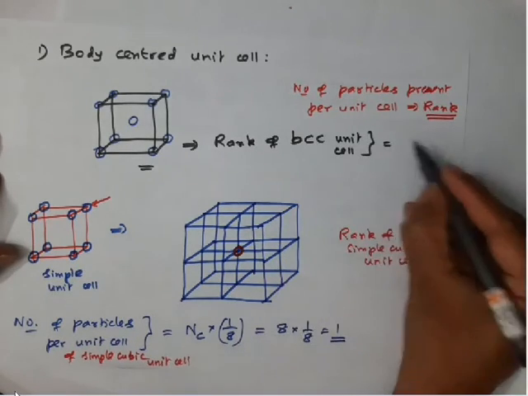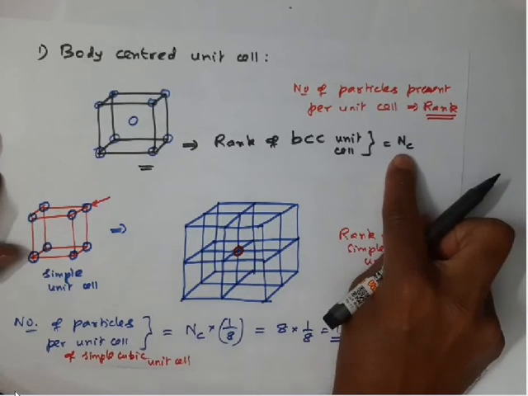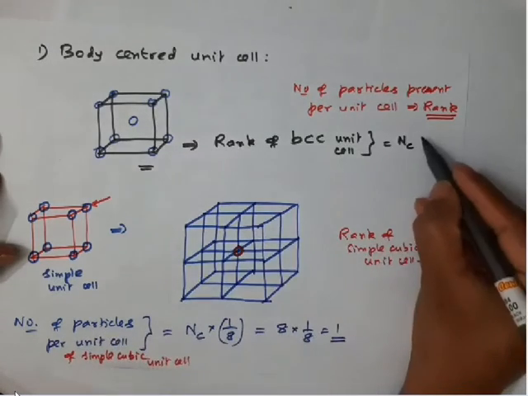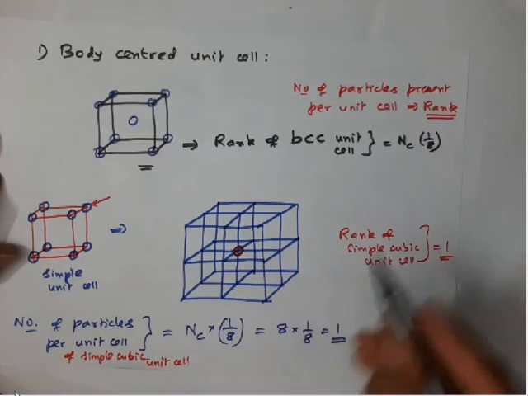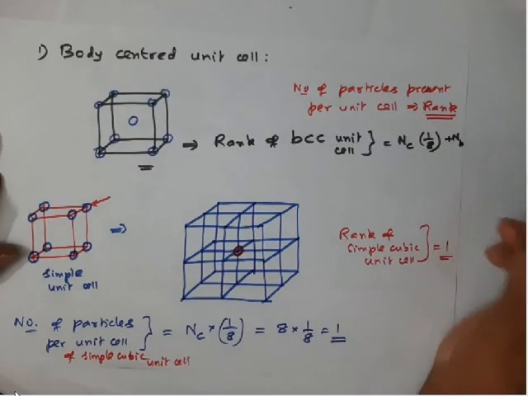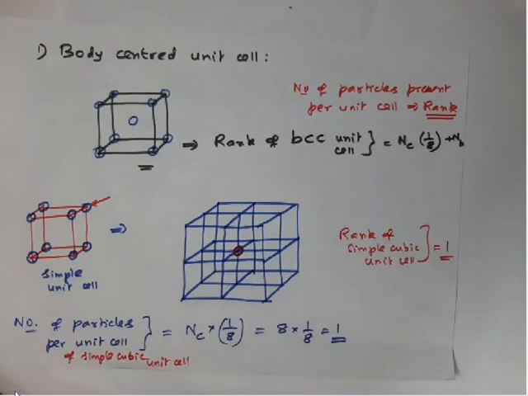You just find out the number of corner atoms, and each corner atom is shared by 8 unit cells, so you multiply by 1 by 8. And the number of body center atoms, I'll put NB. NB means number of body center atoms. Remember, if an atom is present at the center of the unit cell, will that atom be shared with other unit cells? No, sir. Therefore, if a particle is present at the center, it belongs to only that unit cell.